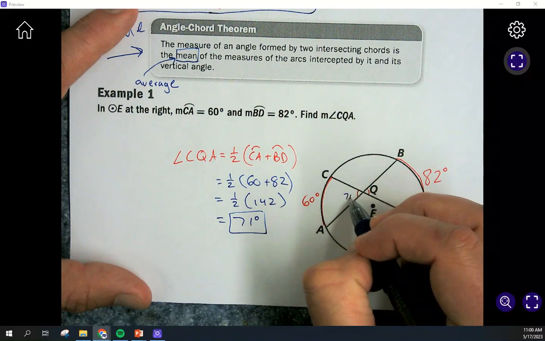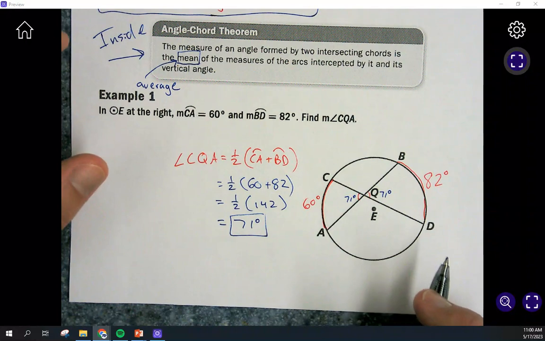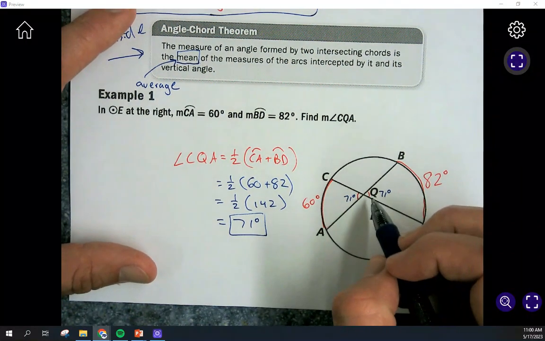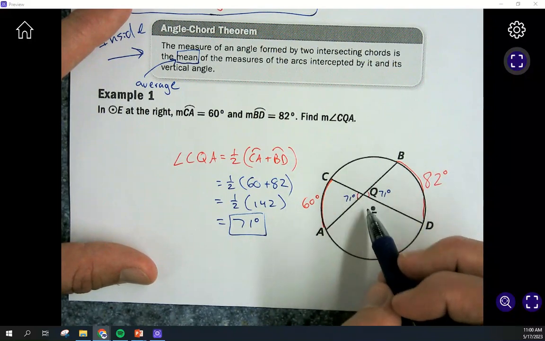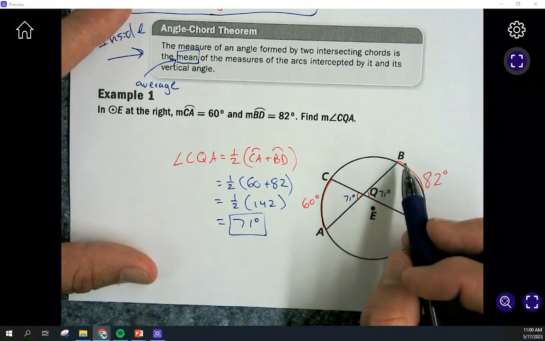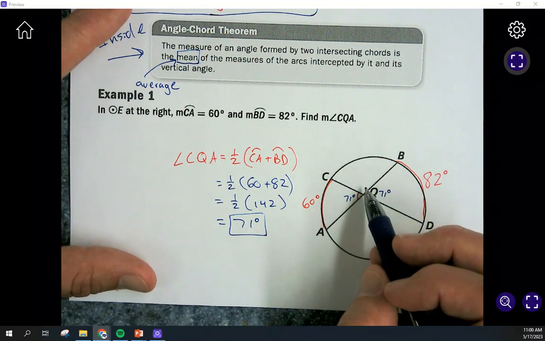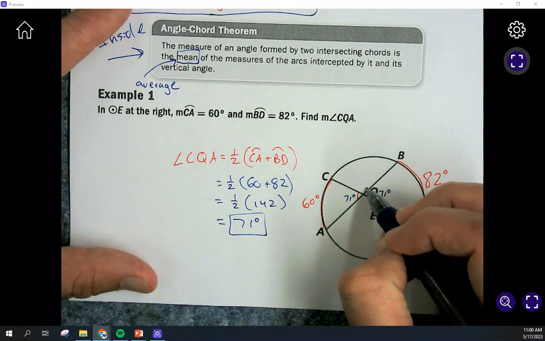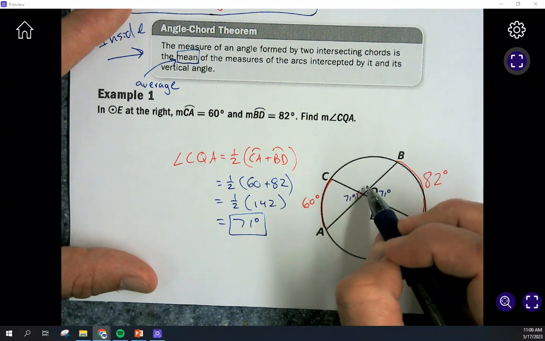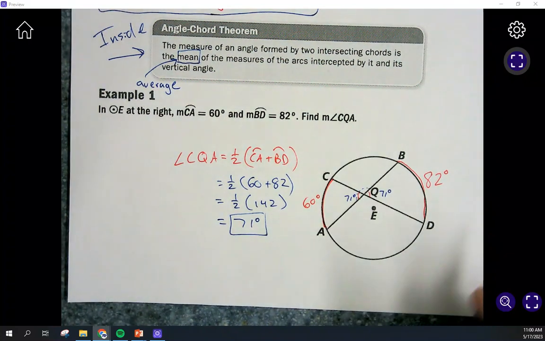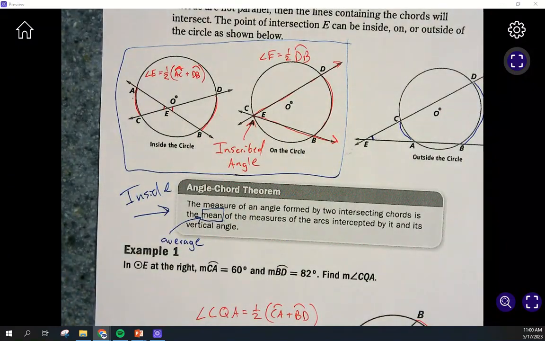So this angle is 71 degrees. That's what we just found. Its vertical angle is also 71 degrees. Also thinking ahead, we know these are going to add up to 360. So we could take these from 360, divide it by 2, and find out these other two angles here. You could also figure out what these arcs add up to, right? And then divide it by 2 to get that. But also, these angles next to each other are supplementary because they are a linear pair. So I could take 71 from 180 and find this angle as well. Okay, so that's what happens when they intersect on the inside of a circle.